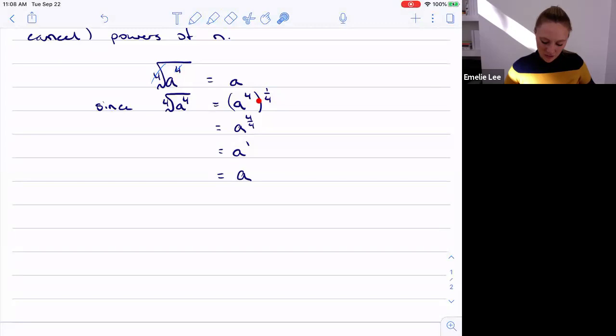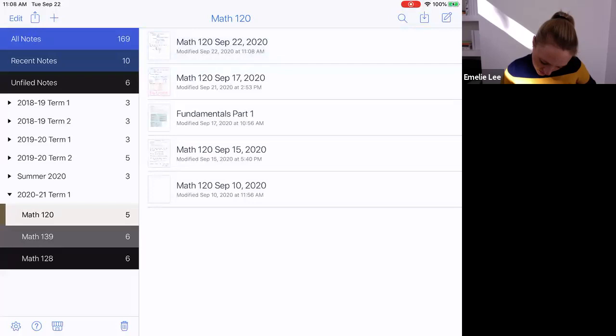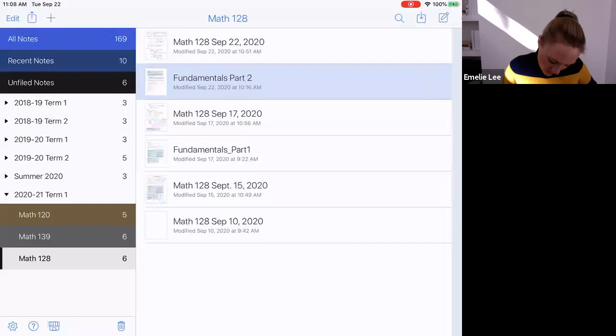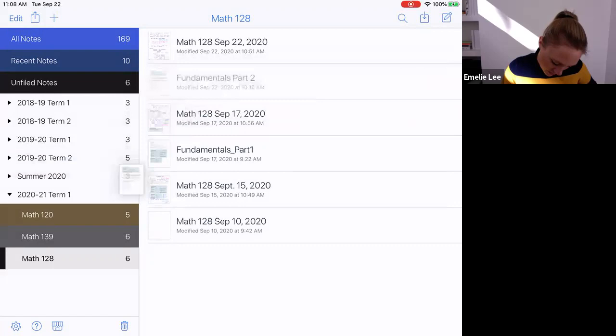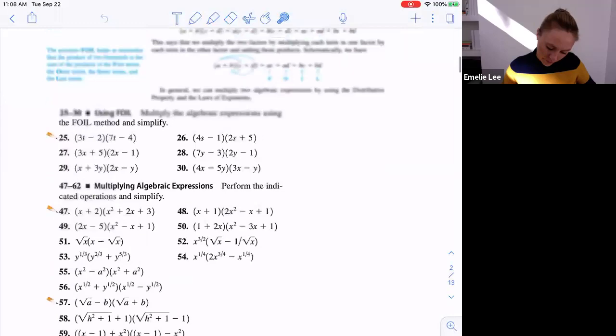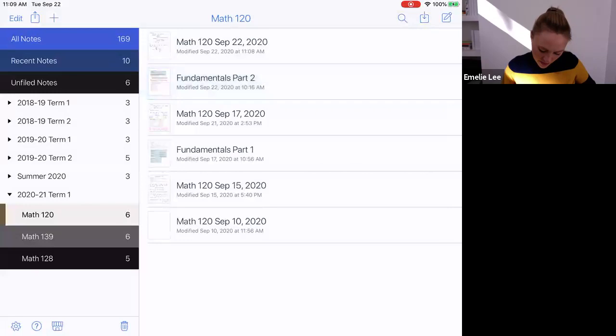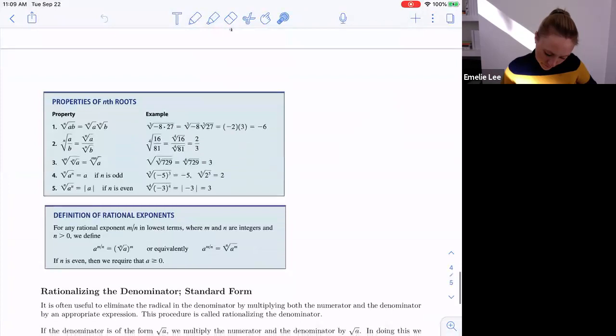Okay, so let's talk about the properties. Uh-oh, SpaghettiO. I don't have the fundamentals part 2, but I have them here. So maybe I'll scoot them into our section. It's not in fundamentals part 2, but we'll need it later, so that's all right. Here's where we are. Oh, okay. I'm losing my voice already, too.